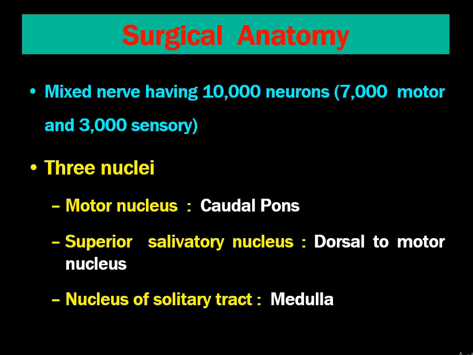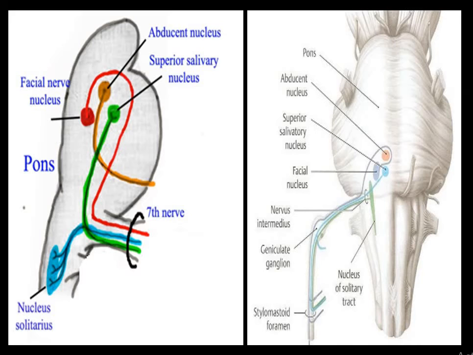It has three nuclei. One is the motor nucleus, which lies in the caudal pons. Next is the superior salivatory nucleus that lies dorsal to the motor nucleus. And the third one is the nucleus of the solitary tract that lies in the medulla. This picture shows the different facial nerve nuclei. This is the motor nucleus, this is the superior salivatory nucleus, and this is the nucleus of the solitary tract.